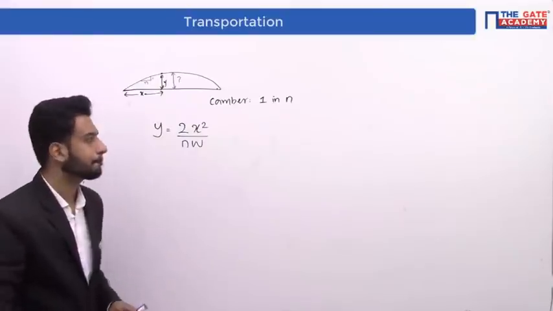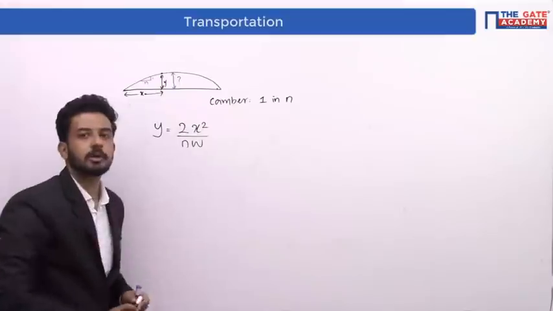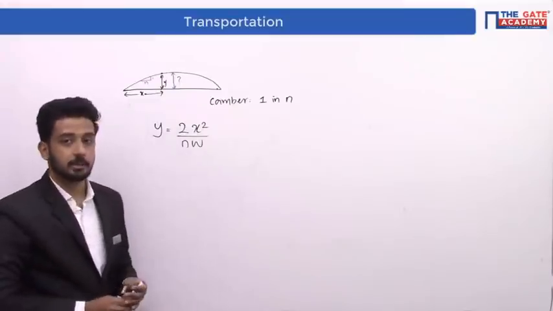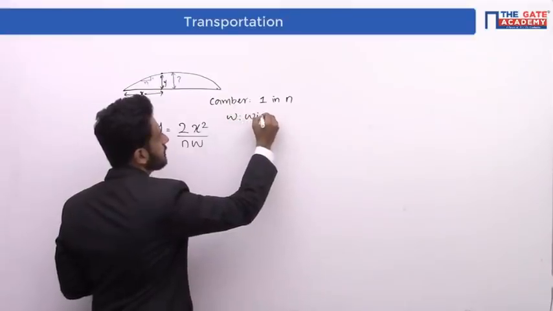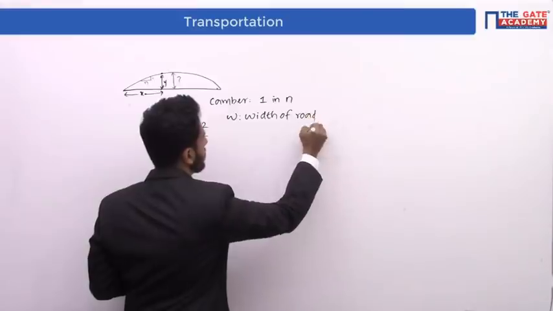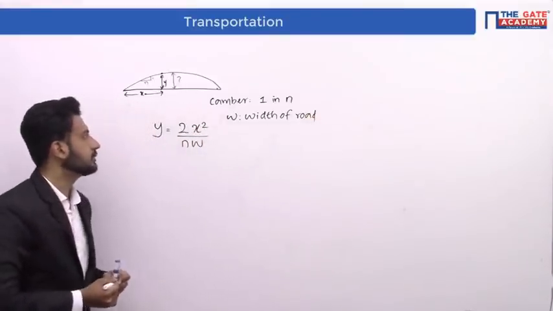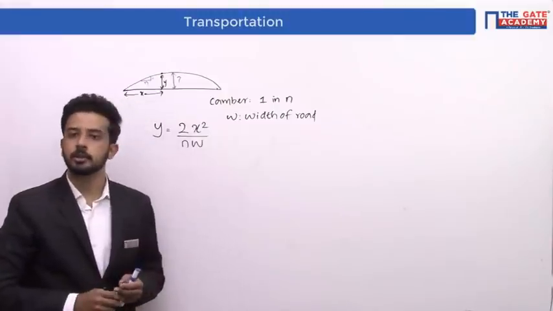What is n? The camber is 1 in n. Then what is the value of n? What is w? w is the width of road. w is width of road. So that is the equation for the height of any point on the road.